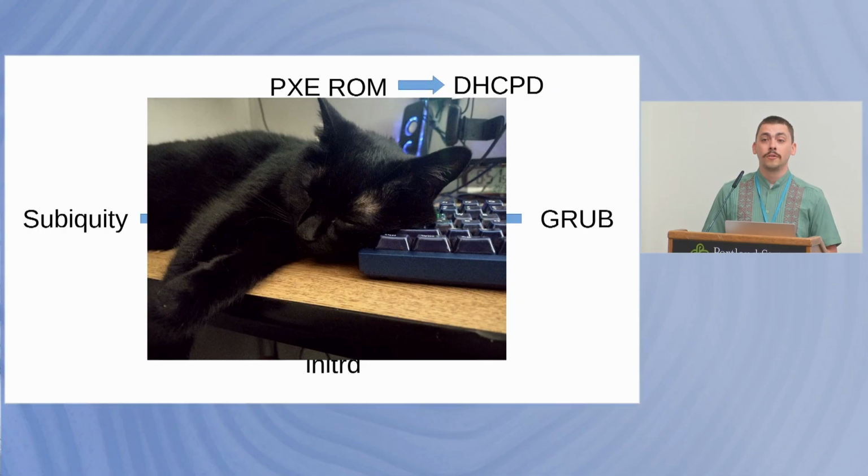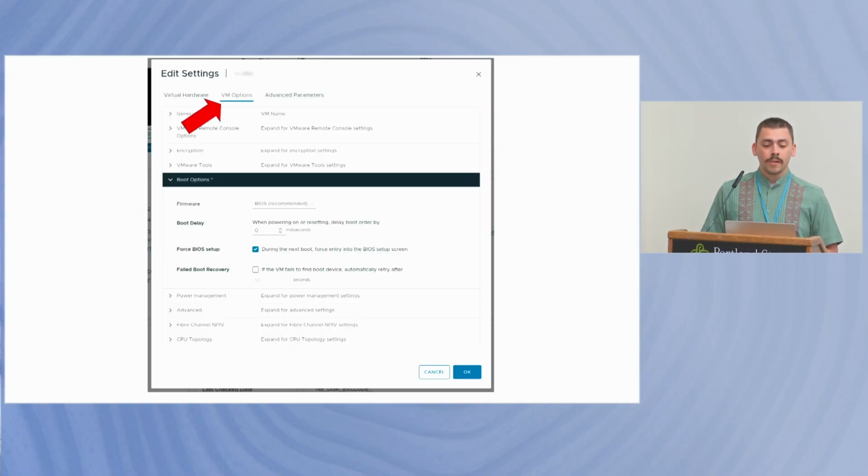Let's get you into your PXE ROM. If you are using vSphere, then you want to head on into your VM settings, pop over to the VM options tab, hit the boot options dropdown, and tick this Force BIOS Setup box. This will only be in effect for one boot.